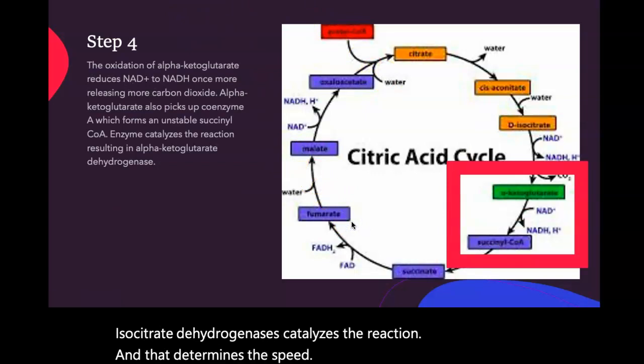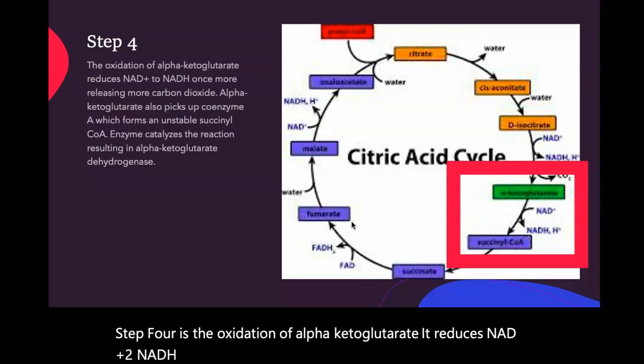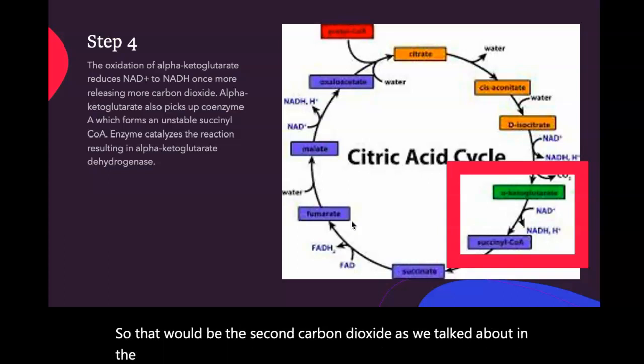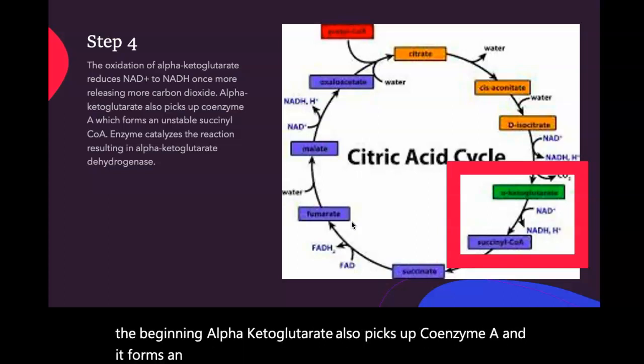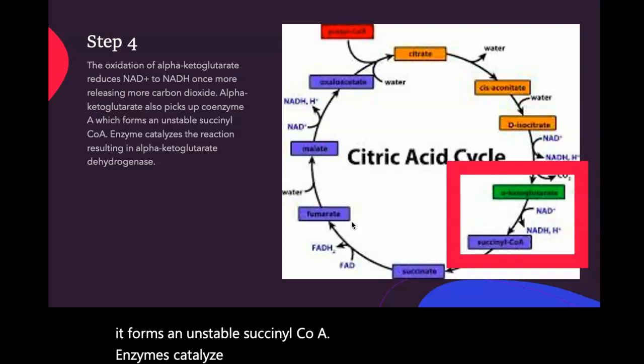Step 4 is the oxidation of alpha ketoglutarate. It reduces NAD+ to NADH once more, releasing more carbon dioxide. So that would be the second carbon dioxide, as we talked about in the beginning. Alpha ketoglutarate also picks up coenzyme A, and it forms an unstable succinyl-CoA. Enzymes catalyze the reaction, resulting in alpha ketoglutarate dehydrogenase.